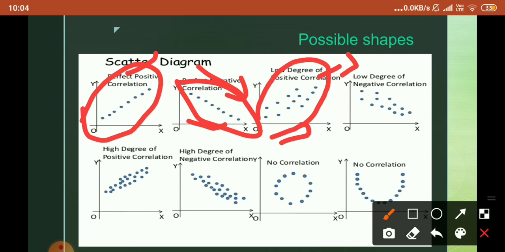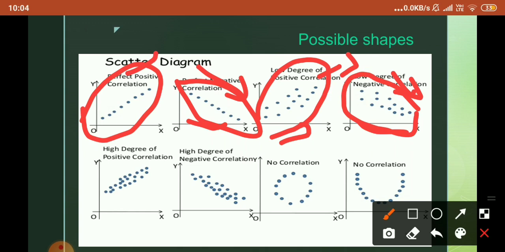Now in the next, fourth picture you can see that data is not on a straight line, that means this is not a perfect correlation case. This is again low degree because points are scattered here. The points are showing a downward trend, so that means this is a negative correlation but low degree because points are scattered here.